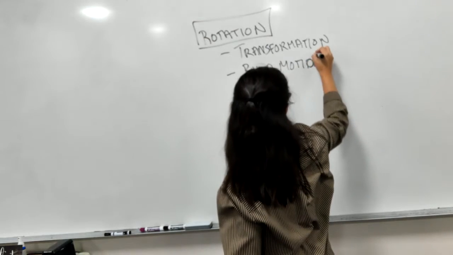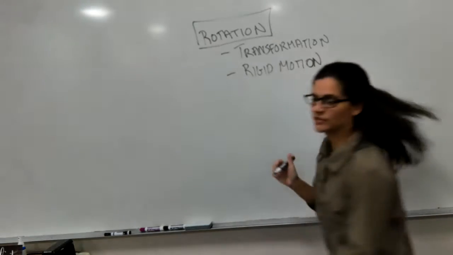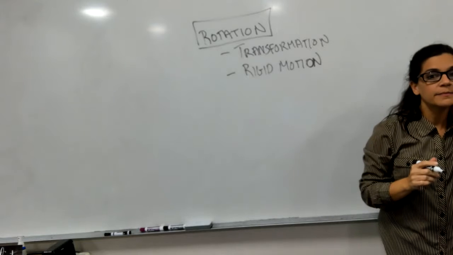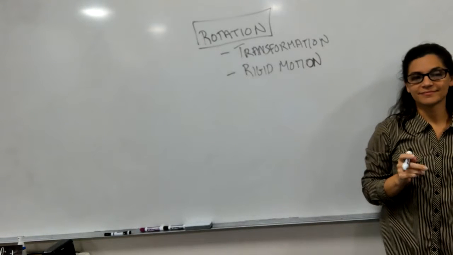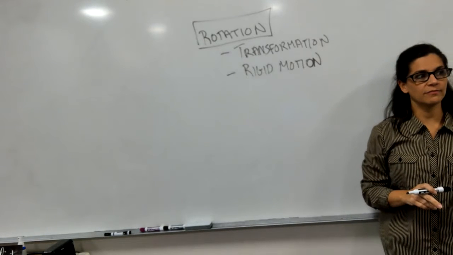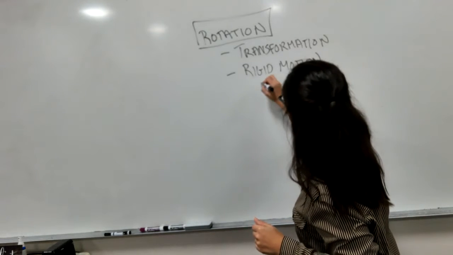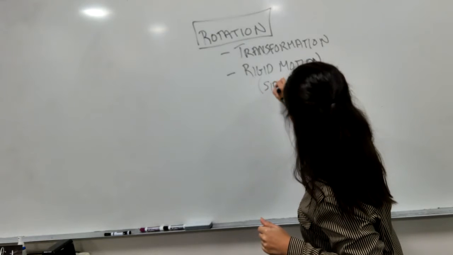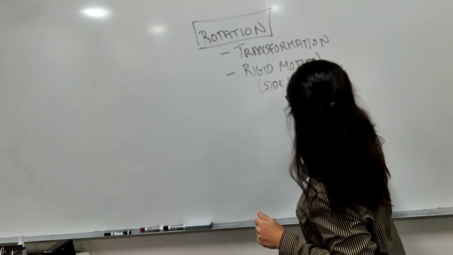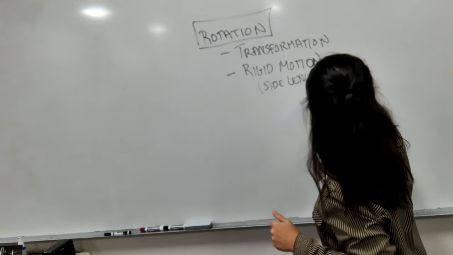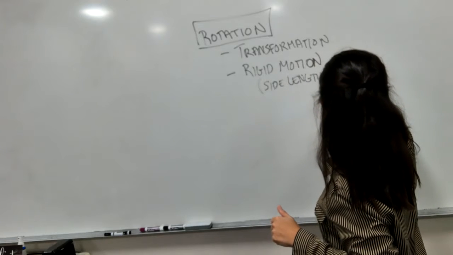What's rigid motion? It's the way it moves. It's rigid. It stays the same. Side length and angle measure.